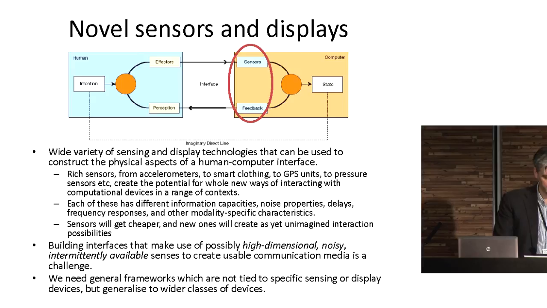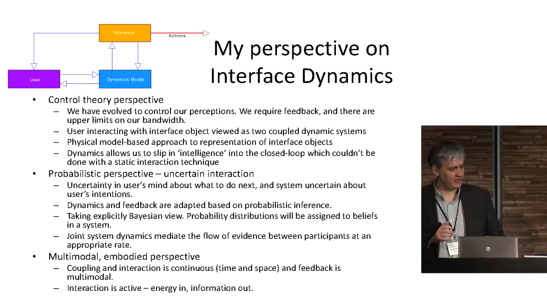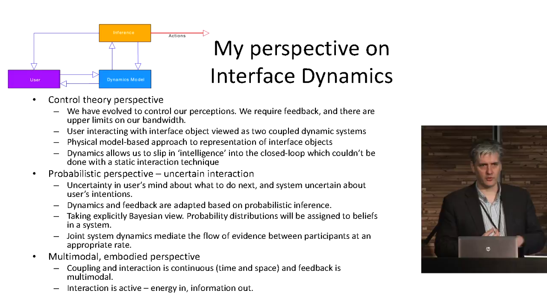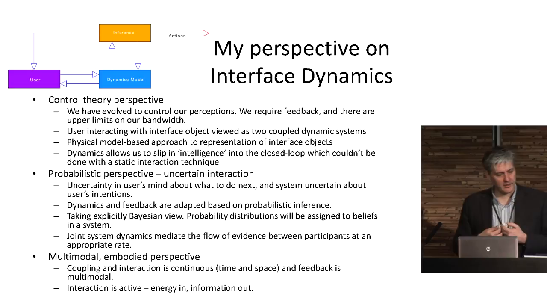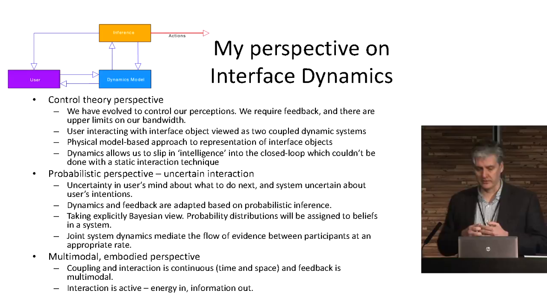So the approach I've taken in this is to say, okay, human beings have evolved to control our perceptions. So the behavior that we generate is what happens when we control what we perceive. So we need feedback, and there are upper limits on our bandwidth because there are limits to how rapidly we can perceive the state of the world, and there are limits on how rapidly we can act.